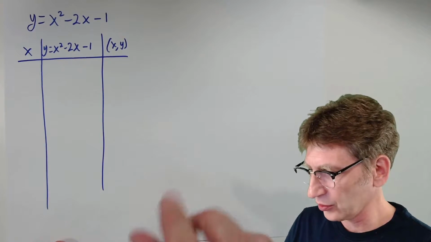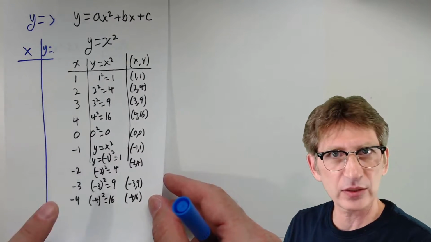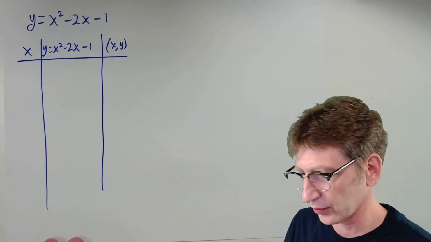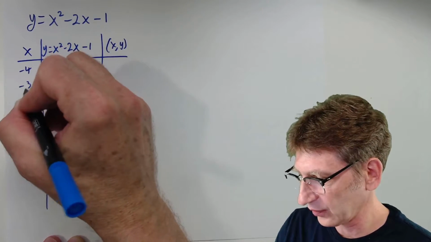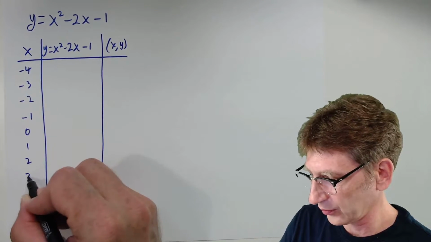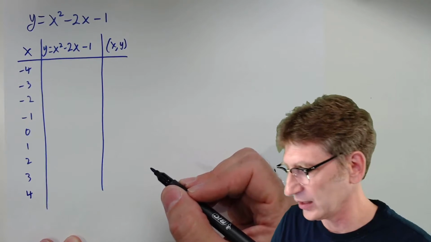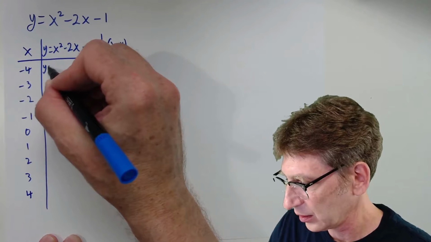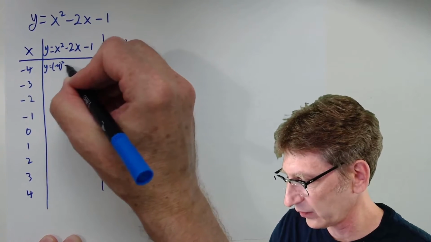What I'd like to do is use the same x values that I used in the first example, and we'll see what we get for the output values and the resulting ordered pairs. So I'm going to fill in the table: -4, -3, -2, -1, 0, 1, 2, 3, 4. So those are some good numbers to use for our domain to start with. And we just start filling in the equation with -4. Remember, use parentheses for the negative number.